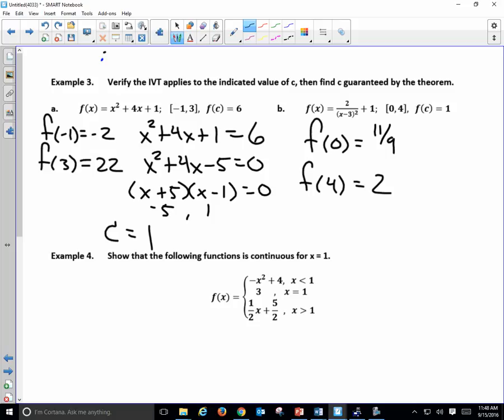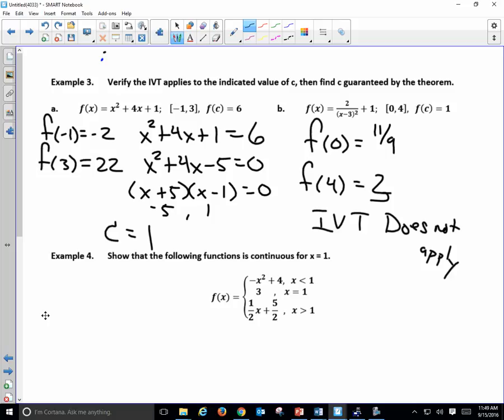Why? They're both bigger than 1, so IVT does not apply. Oh, sorry. Yeah, so 4 minus 3 is 1. Squared is 1. 2 divided by 1 is 2. Plus 1 is 3. Thank you. Yep. Because both of these are bigger than 1. You would need one output to be less than 1 and one to be greater than 1.